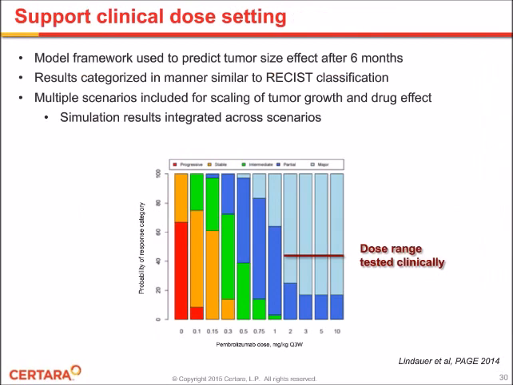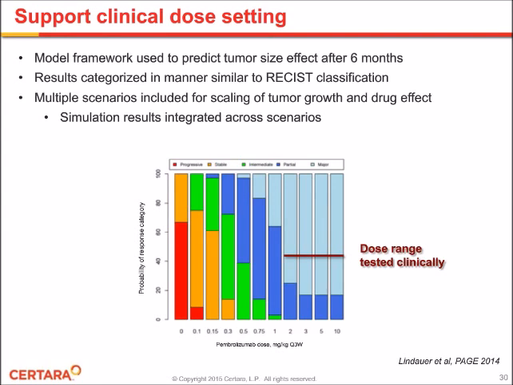And here we have summarized those simulation results. So in this particular simulation, we predicted the tumor size effect upon repeated treatment after 6 months. And we categorized the tumor size responses in a manner that's similar to the classification done by the so-called RECIST classification, where tumor size effects, changes from baseline, are categorized in several categories. And here we haven't exactly used the RECIST categories, but categories that are similar to those.